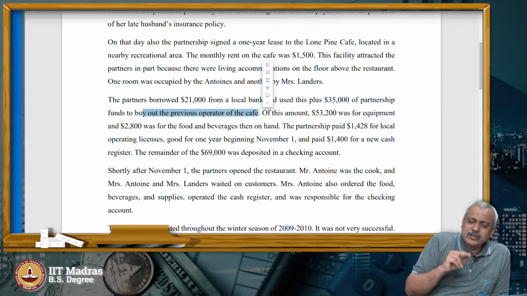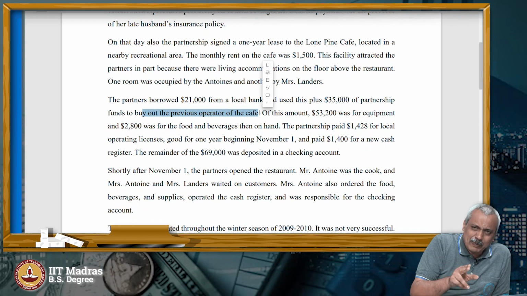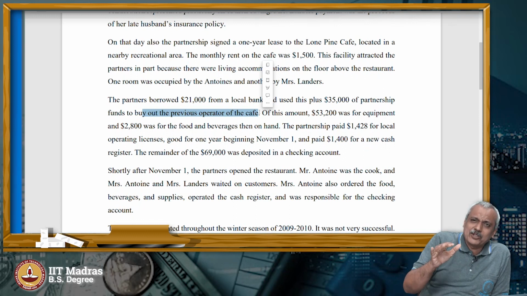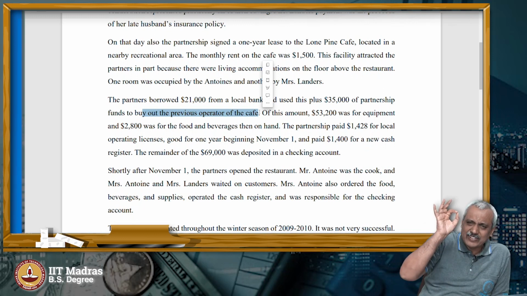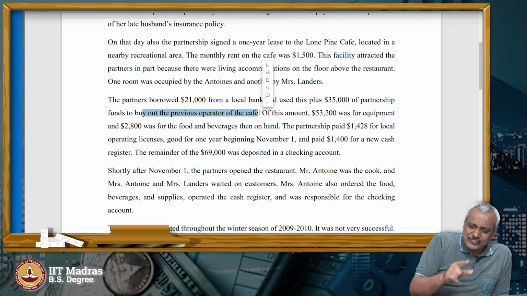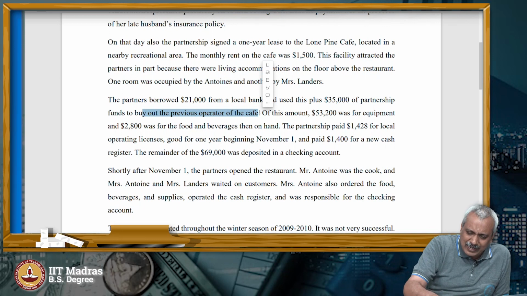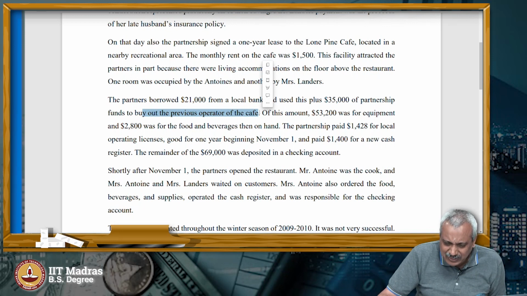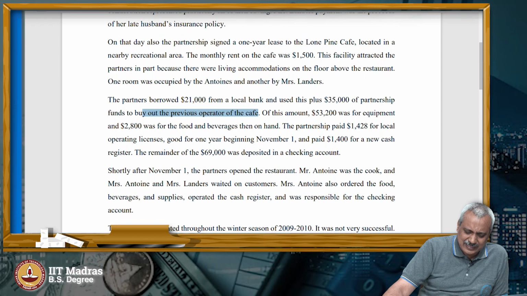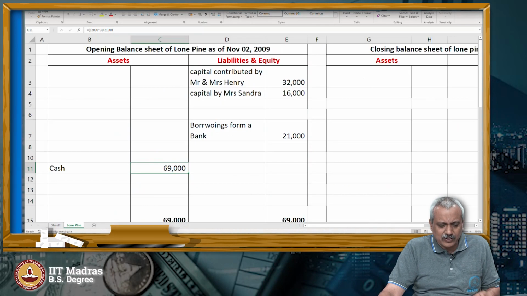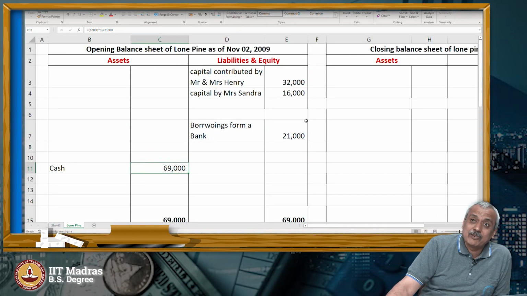Of this amount, 53,200 was for equipment. Please note, you bought an equipment. How much money have they utilized? 35 plus 21, that is $56,000. Out of that $56,000, they have bought an equipment for how much? $53,200, as you can see on the screen out there.